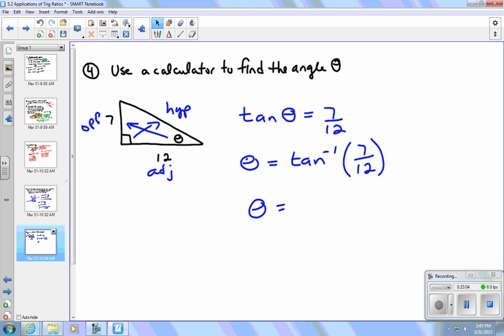So on the graphing calculators or frontwards calculator, you'll just go second tan, and in the brackets do 7 divided by 12. This time do close the bracket after the last number so that you're sure of getting the whole ratio that you're doing the inverse tan of, and you get 30 degrees, or 30.256 degrees.